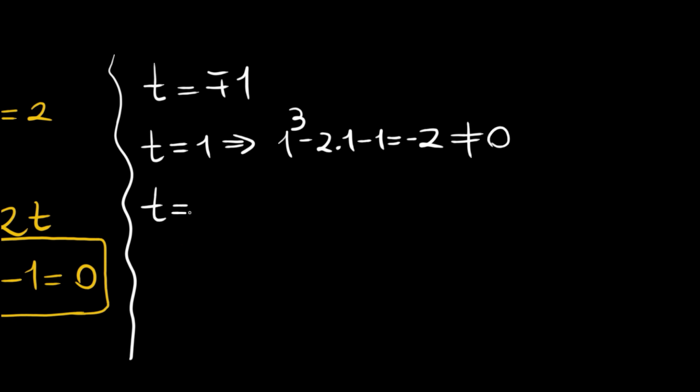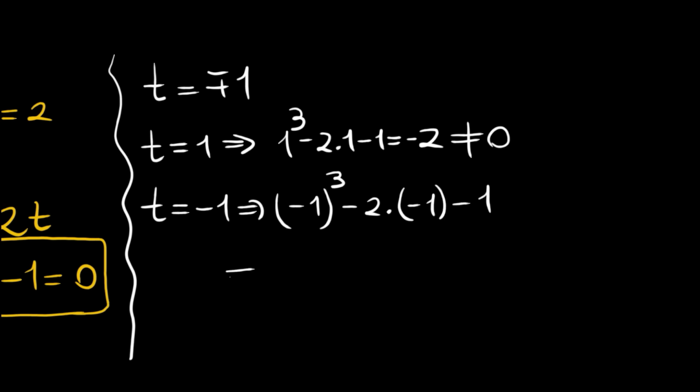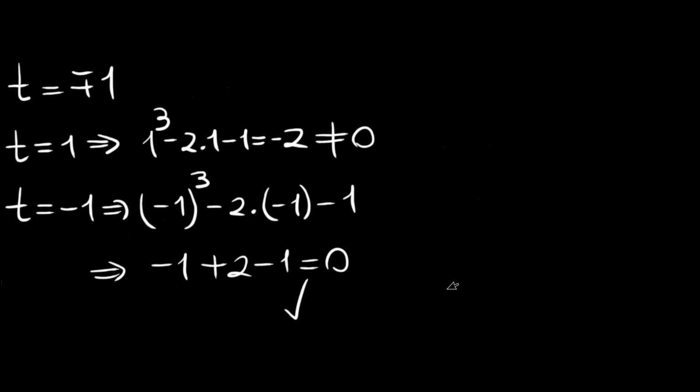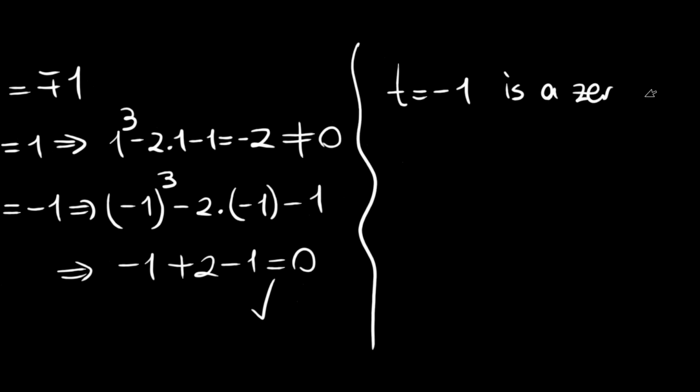If t = -1, then (-1)³ - 2·(-1) - 1 will give -1 + 2 - 1. This is equal to 0. So t = -1 is a zero. So t + 1 is a factor of this expression.